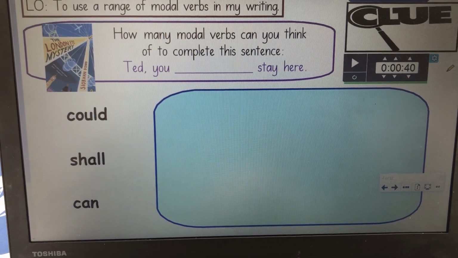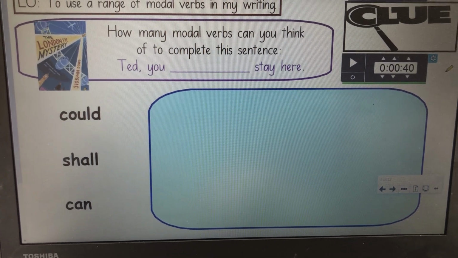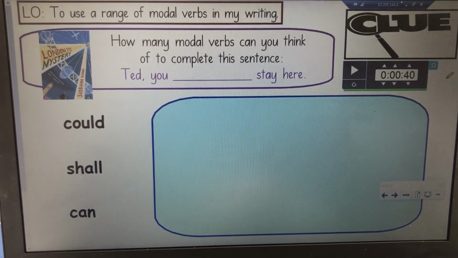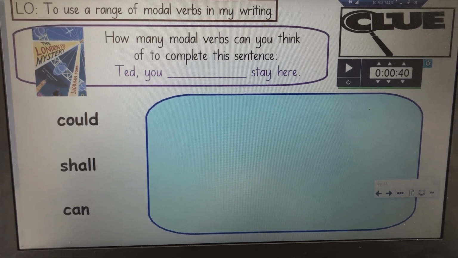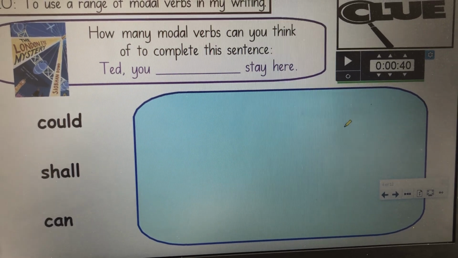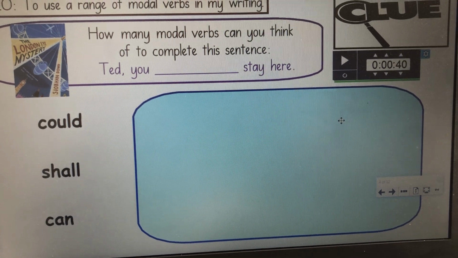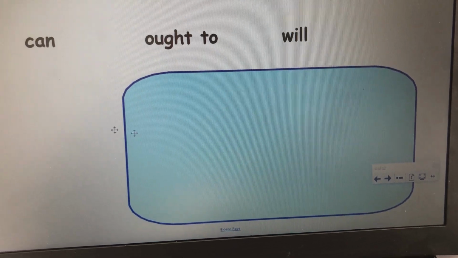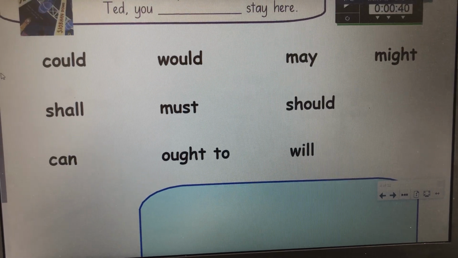Ted, you could stay here. Ted, you shall stay here. Ted, you can stay here. So, pause the video, give yourself about 40 seconds and see how many other modal verbs you can think of that could go in there. Okay, well done. So if I take away the answers, then we can see some examples, and you could check them off on your list and see how many of these you found for yourselves.